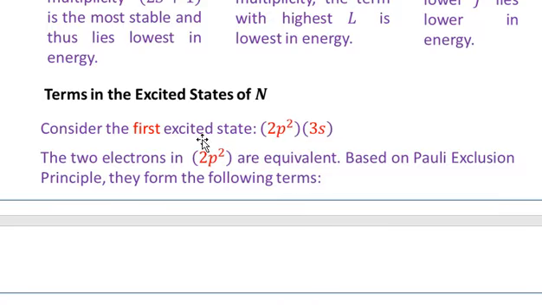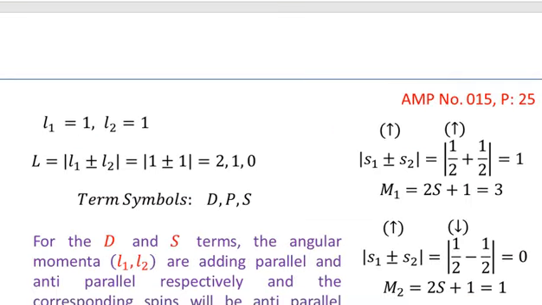First of all, I shall be studying the two electrons in the 2p2 orbital. After studying those, I shall find out the total orbital quantum number and the total spin quantum number. Then I shall use these quantities along with the orbital quantum number of the 3s electron, and the spin of the 3s electron will be combined with the resultant values obtained from 2p2. Then the terms in the first excited state of nitrogen will be found.